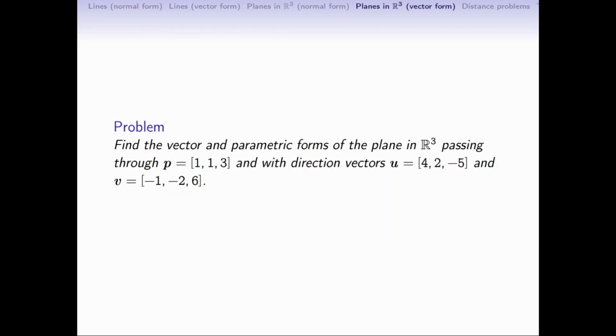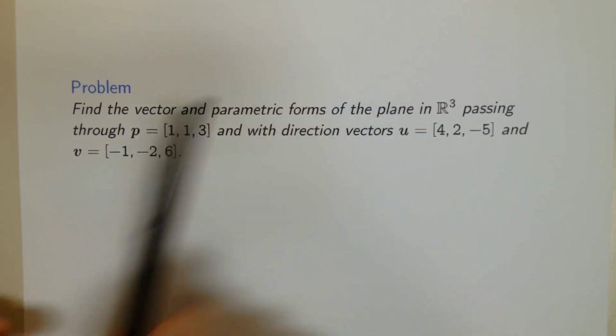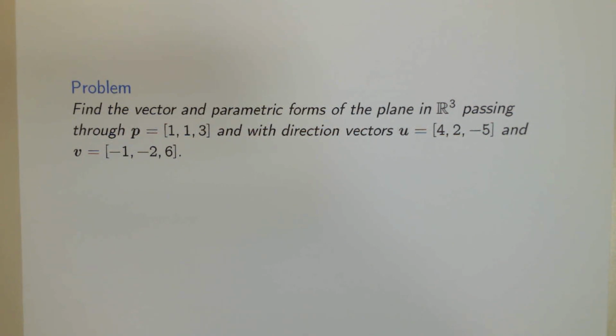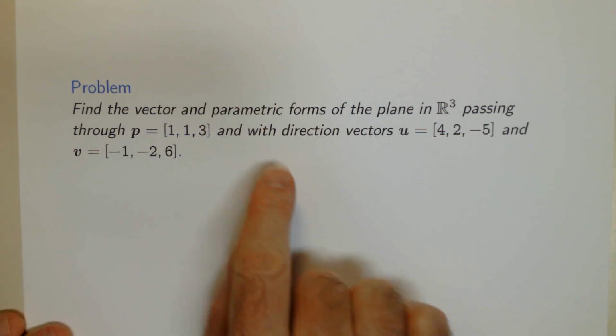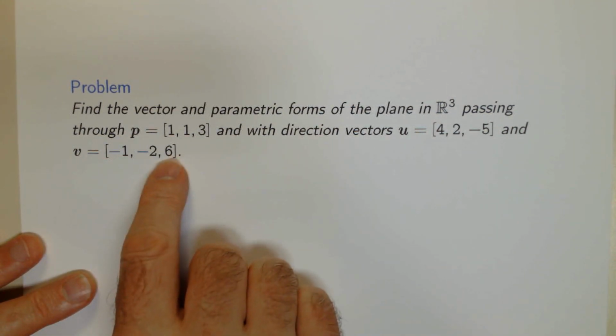So let's begin with this example. I'm going to give you a point in three-dimensional space P and a pair of direction vectors U and V. So let's head over to the document camera and let's put together both the vector and parametric forms of the plane in R3 generated by this data. All right, welcome back to the document camera. In this problem, we are going to find the vector and parametric forms of the plane in three-dimensional space passing through this vector P and with direction vectors given by U and V.